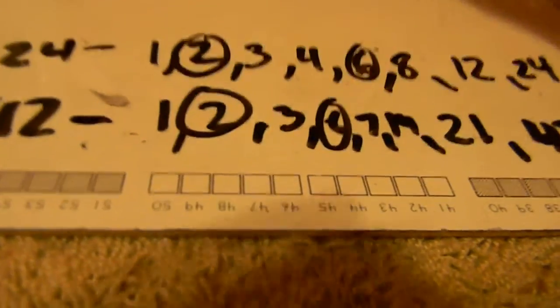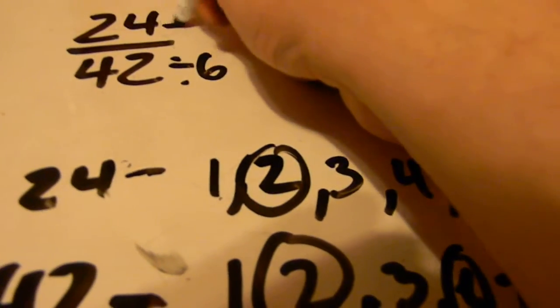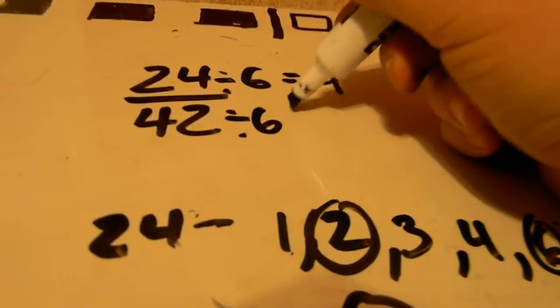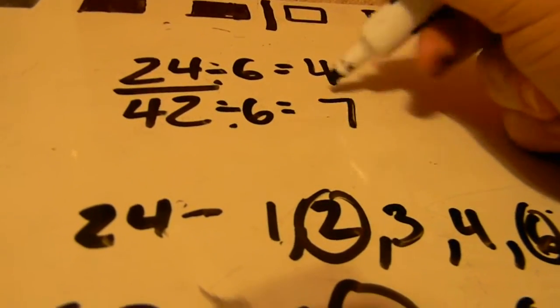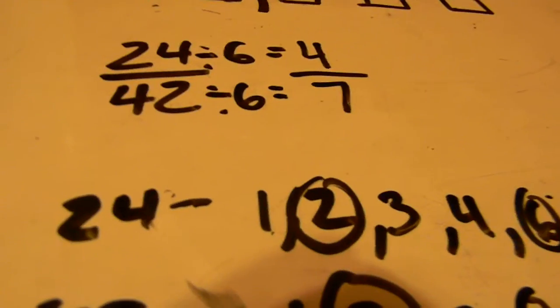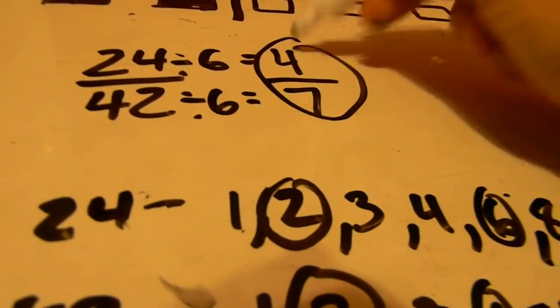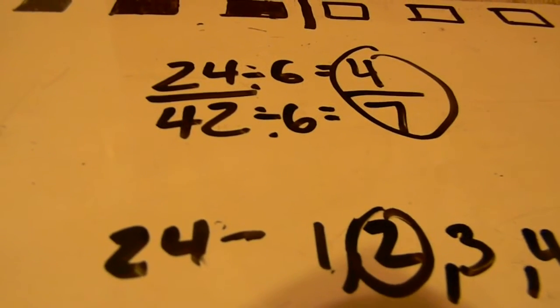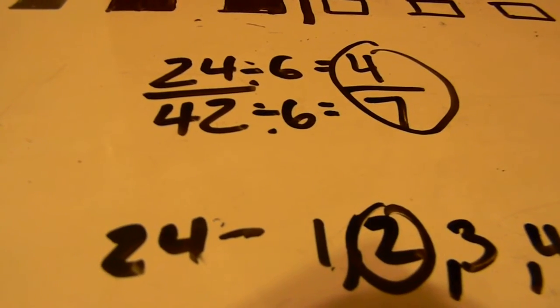So again, this is my first step. My second step then is to come back up, and I'm going to divide it by 6. So 24 divided by 6 is 4. 42 divided by 6 is 7. So this is the simplified version, or the simple version of 24 over 42.